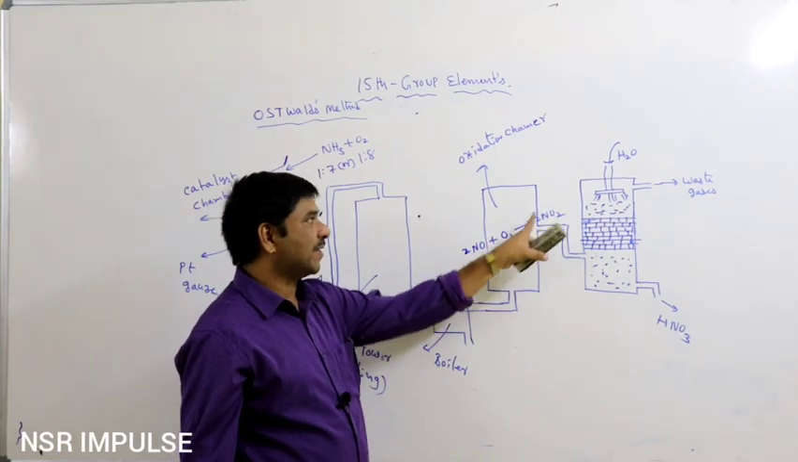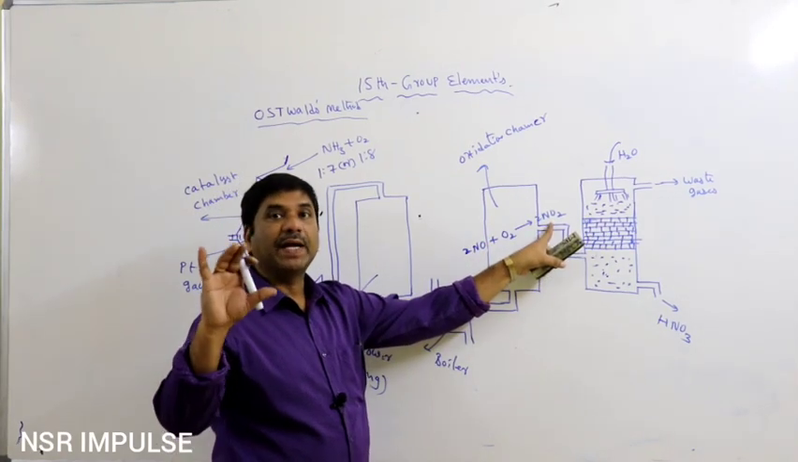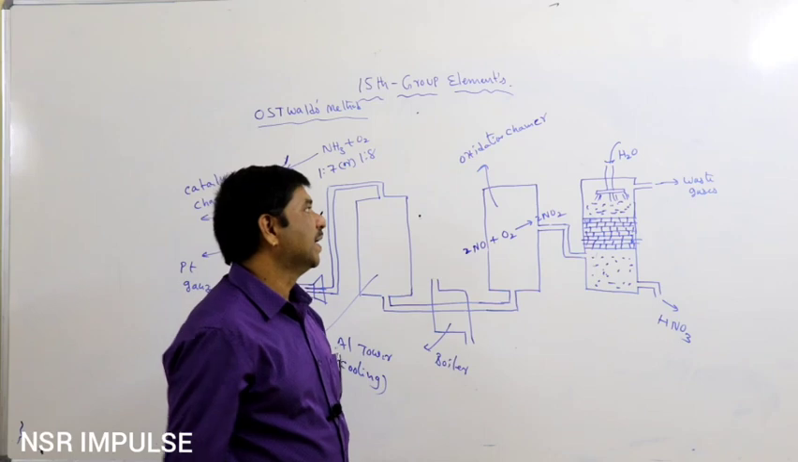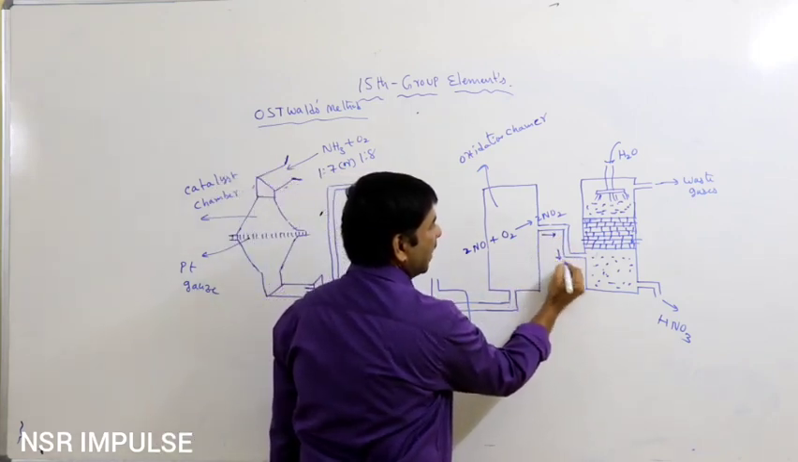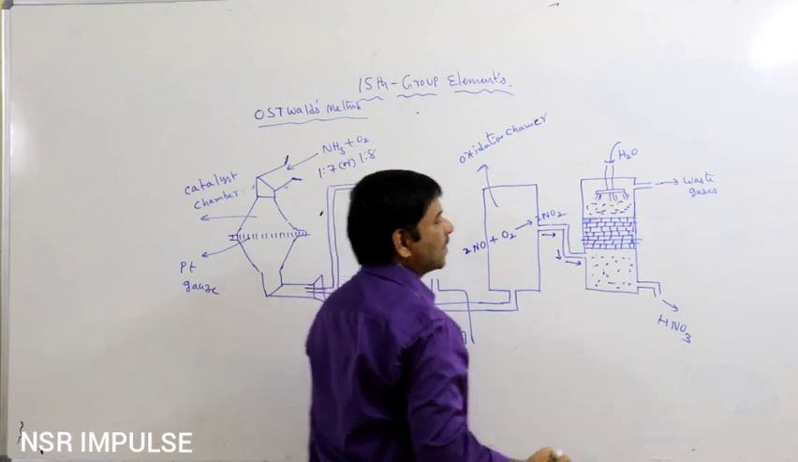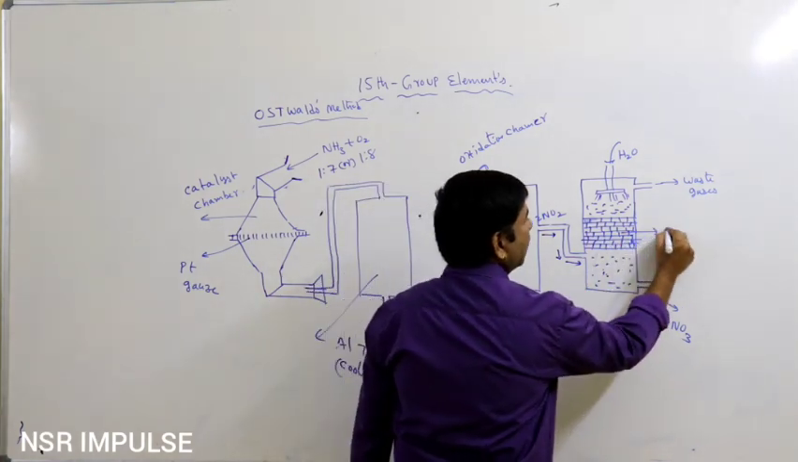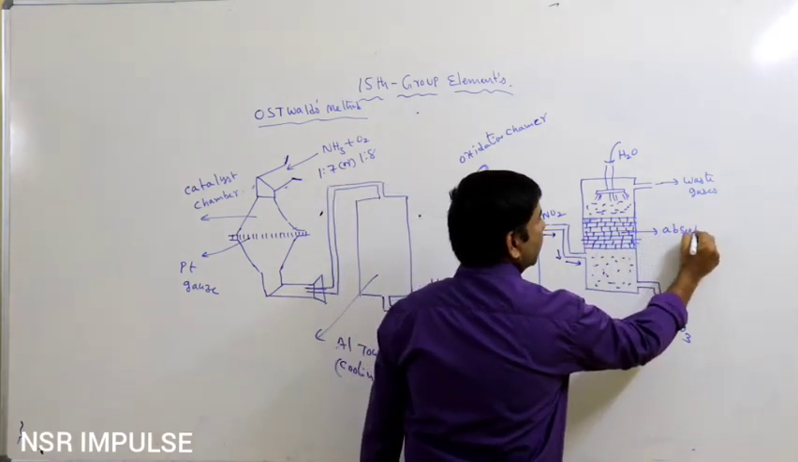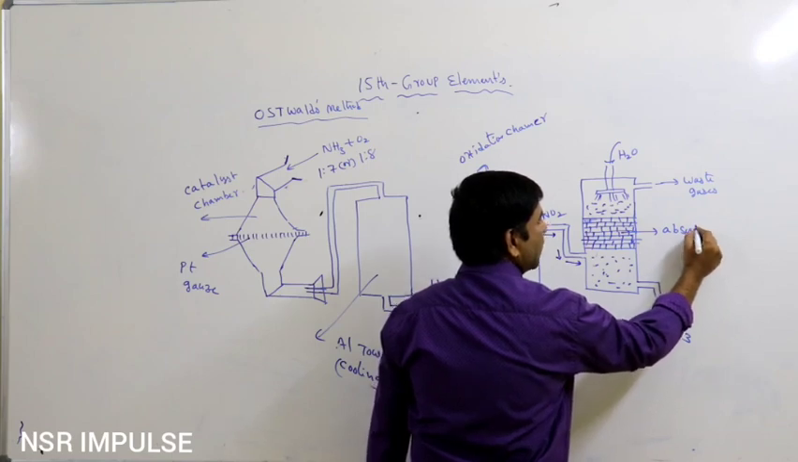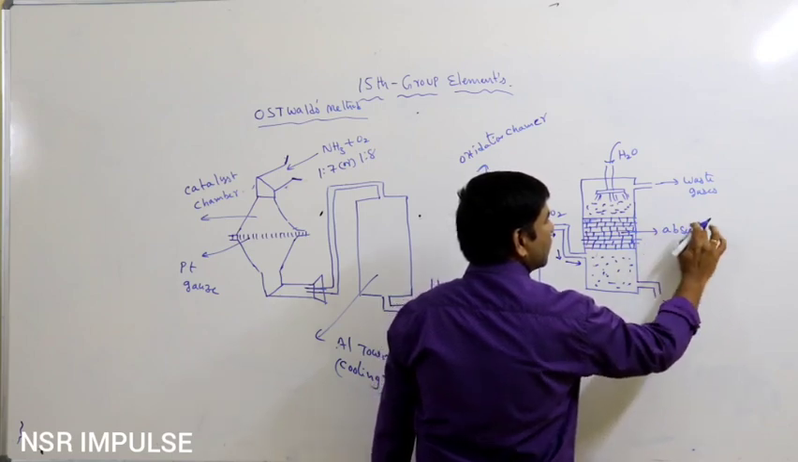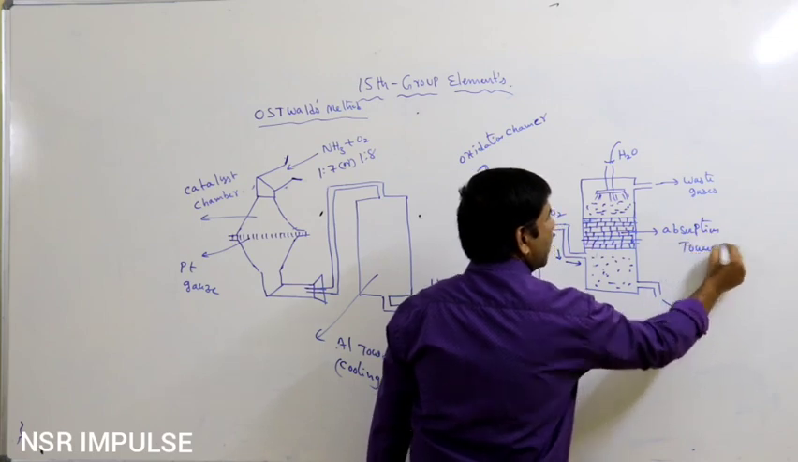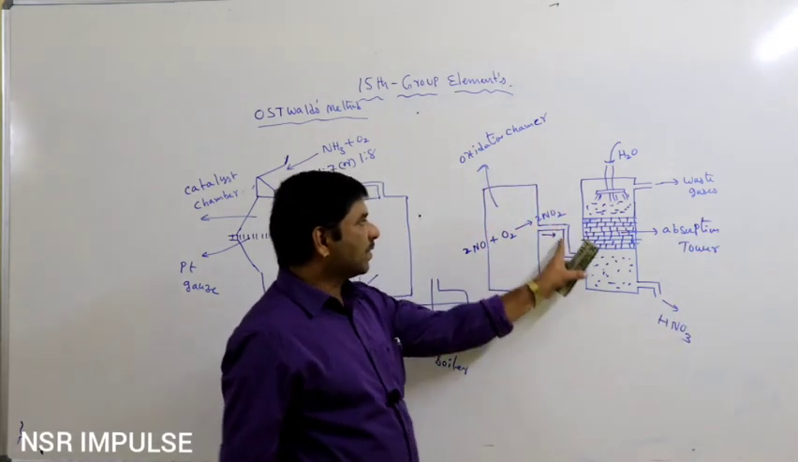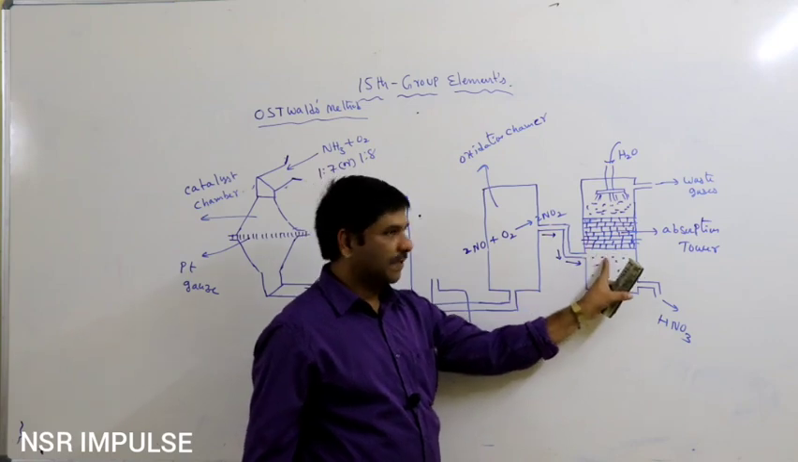Nitric oxide reaction with oxygen, it can form nitrogen dioxide. This nitrogen dioxide gas passes into the absorption tower. In this absorption tower, nitrogen dioxide gas passes in.